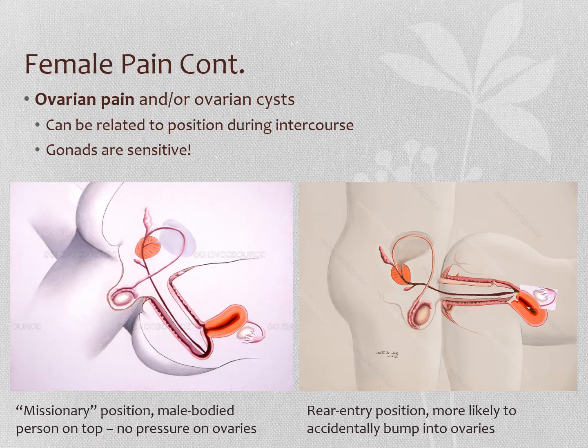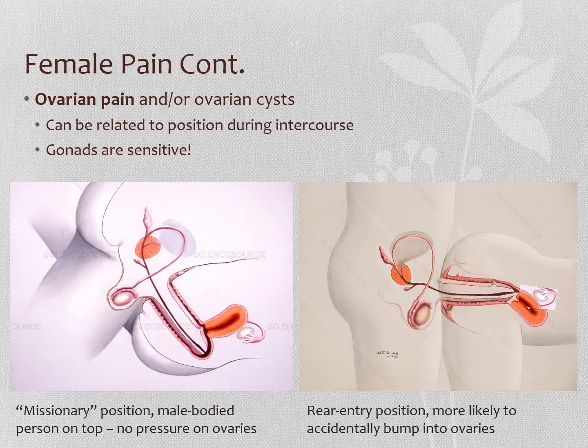The other thing that we see quite frequently is ovarian pain. So gonads are sensitive, right? If you walk up to a male-bodied person and hit them in the scrotum, that's going to hurt. And so depending on positioning during intercourse, sometimes as the person with the penis or the phallus is thrusting, that can bonk up against and hit the ovaries. And this is often related to positioning during intercourse.